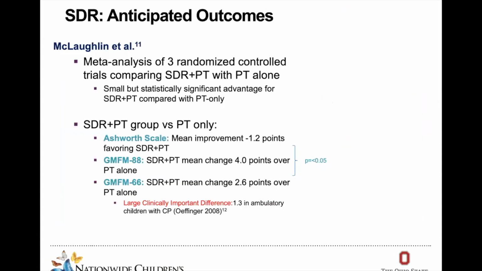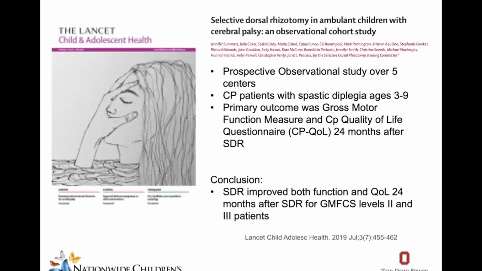What it showed is that Ashworth scales improved when compared to PT alone, as well as functional changes, largest clinical important difference in ambulatory children. What people don't realize is one of the randomized controlled trials didn't work. And that's the one that only cut 20% of the nerve roots, because in that situation, you ended up seeing return to spasticity at 6 months. So you did not see it, but when you sum all of them together, SDR plus PT in a randomized controlled fashion is superior to PT alone.